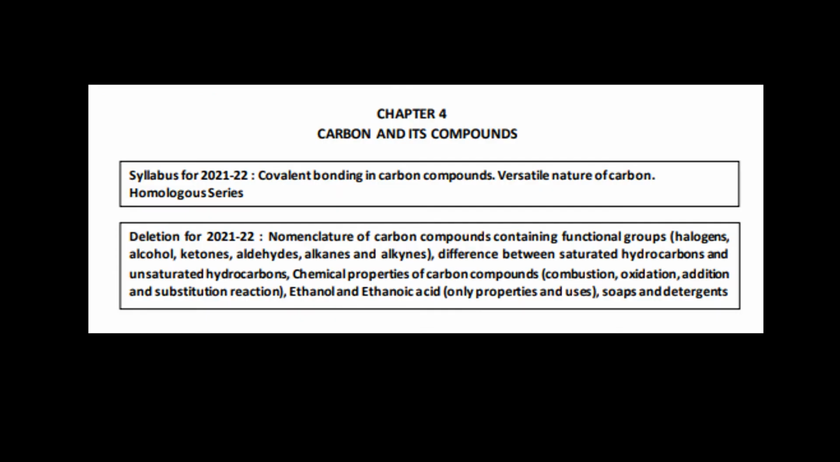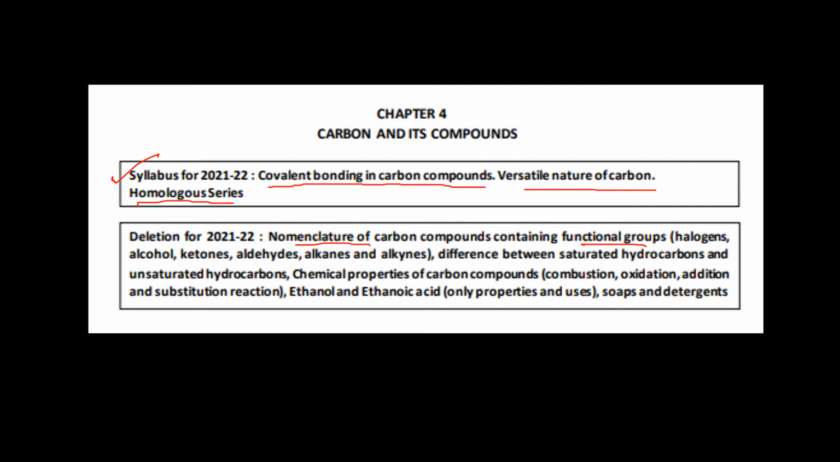So, the syllabus of 21-22 from this chapter is only 2-3 sessions: covalent bonding in carbon compounds, versatile nature of carbon, and homologous series. And the deleted part is nomenclature of carbon compounds containing functional groups. That means functional groups, that is halogen, alcohol, ketone, aldehyde, alkane, alkene. All the nomenclature they have deleted.